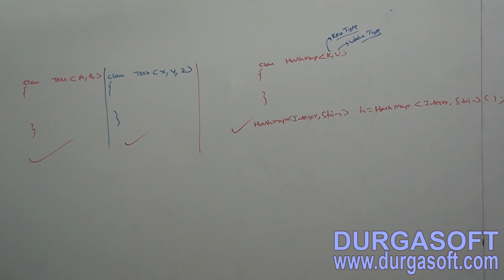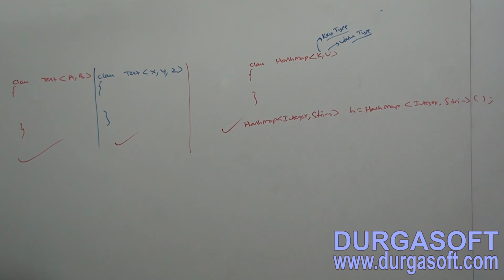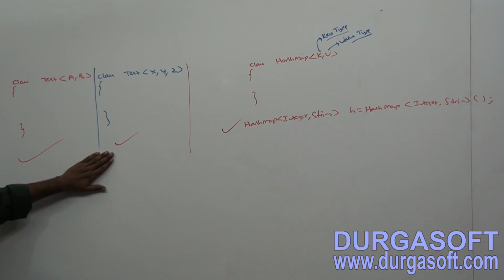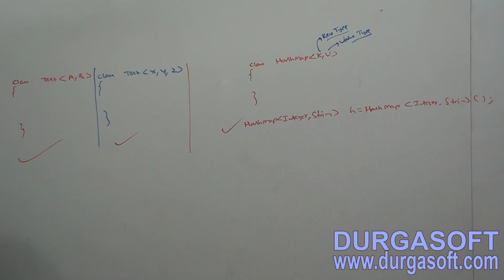Okay, these things are about bounded types. That's all. This is what the bounded type is. These are the various conclusions that we have.